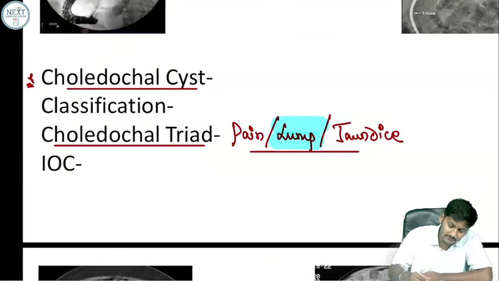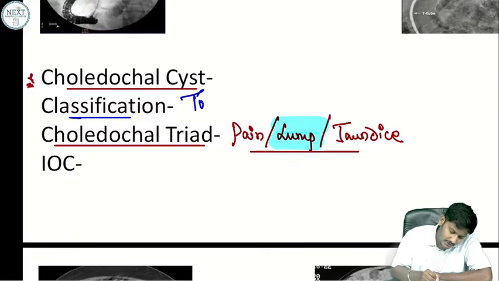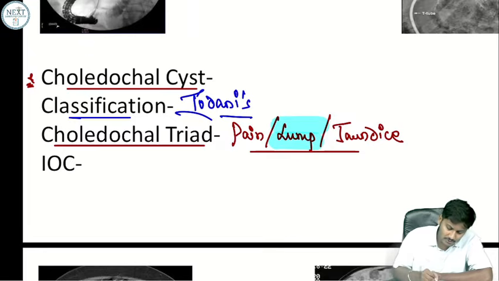We know that the classification that we use for choledochal cyst is nothing else but the Todani's classification. Okay, so the classification that we use for the choledochal cyst is called the Todani's classification. That is important to be remembered.